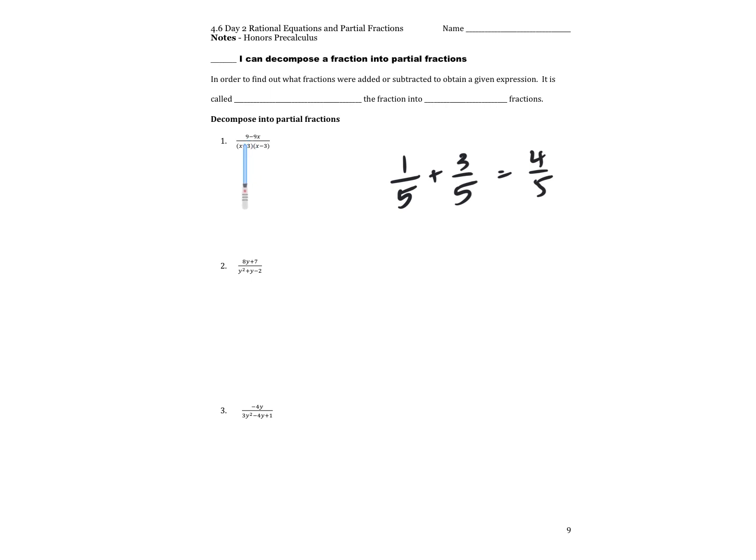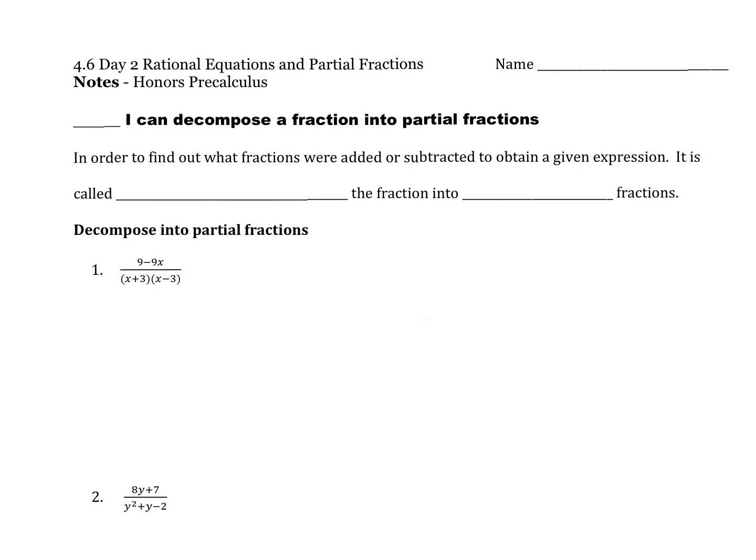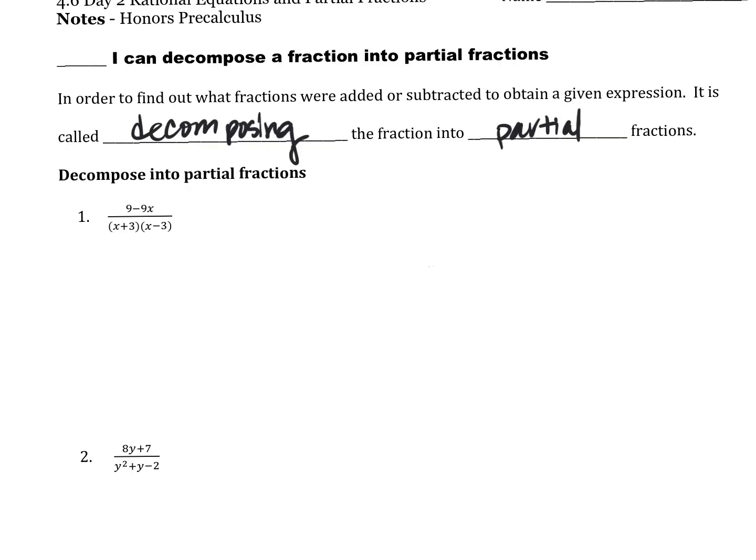So again, this is the answer. And I got to figure out what two fractions did I add together to get this? I'm going to decompose this so I can figure out what two fractions. So here's the deal. In order to figure out what fractions were added or subtracted to get a given expression, it is called decomposing into partial fractions. It's kind of a gross word.